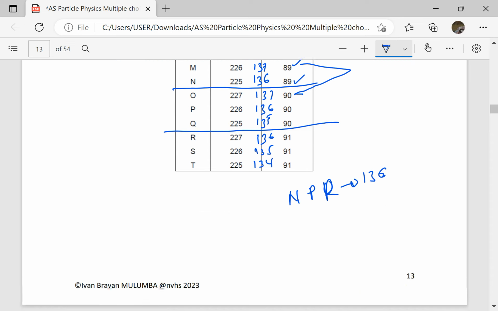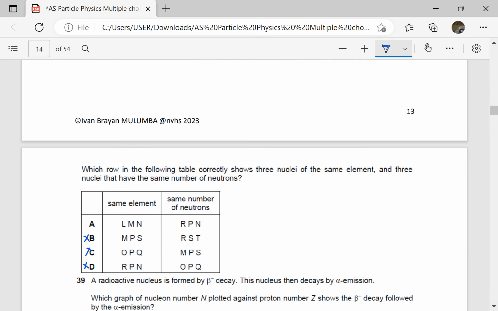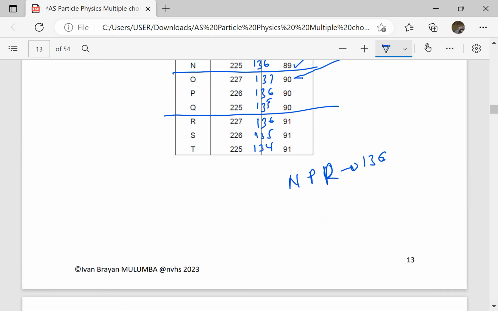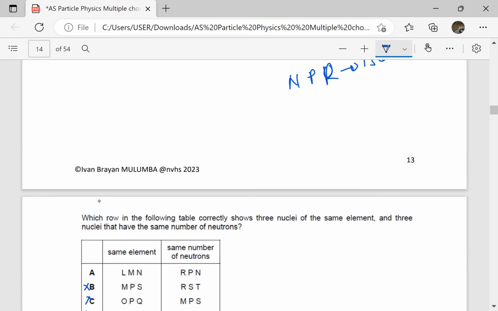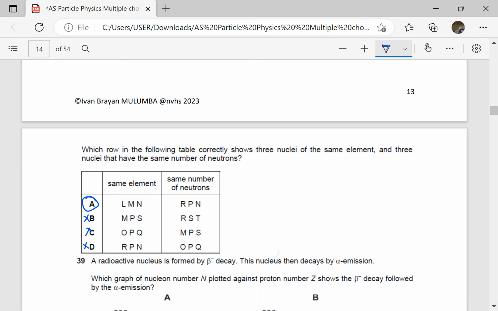Okay, so let's see the options available. Same element, same number of neutrons. So we have seen it is N, P, R with the same number of neutrons. So the answer is A. Those with the same element have the same proton number, that is L, M, and N. But of course, we needed a row which also has the same number of neutrons, which is R, P, and N.